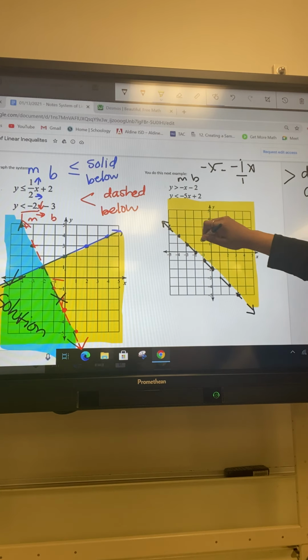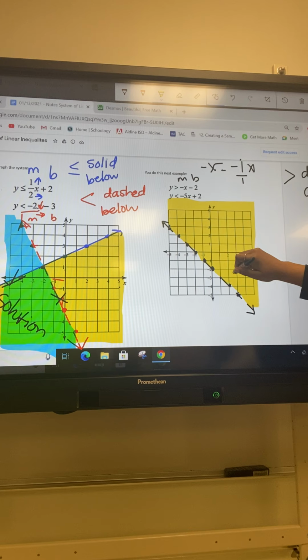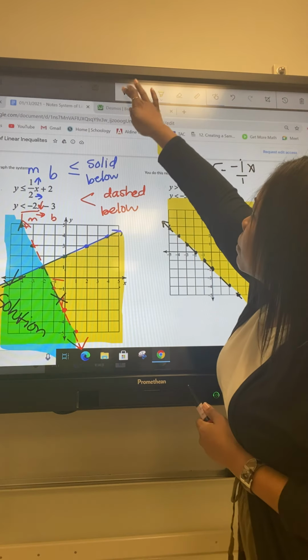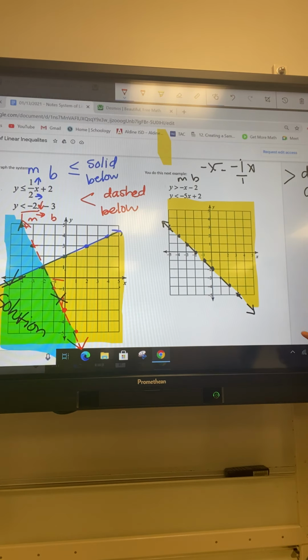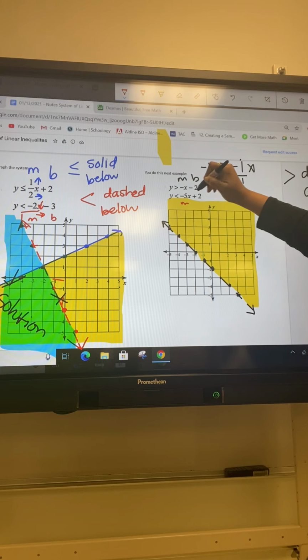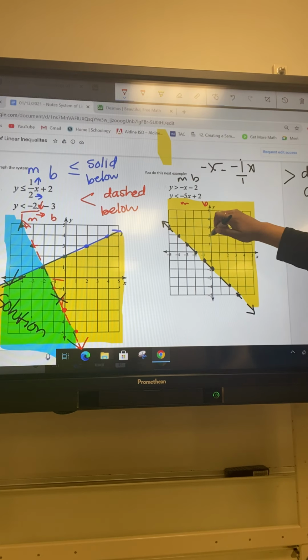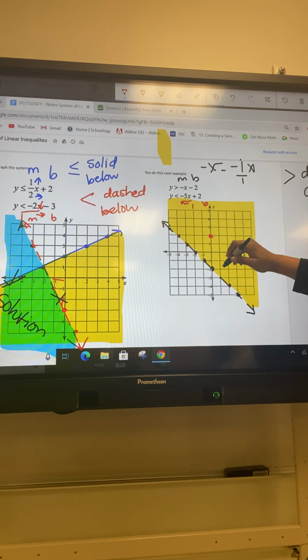So that's the first one, and now we're going to graph the second one. Again, we're trying to figure out not where they meet, but the section where the two graphs are going to overlap. In the second equation, we have our M and our B, so we're going to start up here at +2. The slope is -5, so remember we put that over 1. So we're going to go down 5, and then right 1.